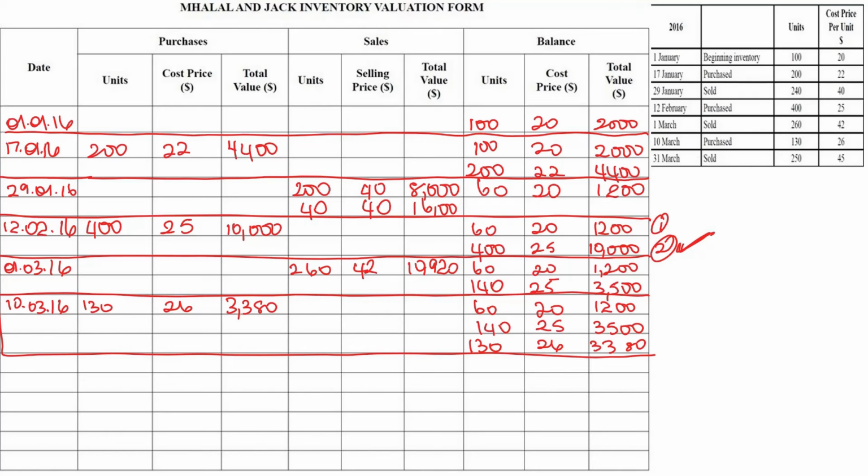Now, the last transaction, which is on the 31st of March 2016, we sold 250 units. Again, last in, first out, so we're going to go with the last set of inventory. So this was the first set, this was the second set, and this was the third set. So we're going to start taking from here. Then when we have exhausted these units, we're going to take from here. And then if we need to, we're going to take from here.